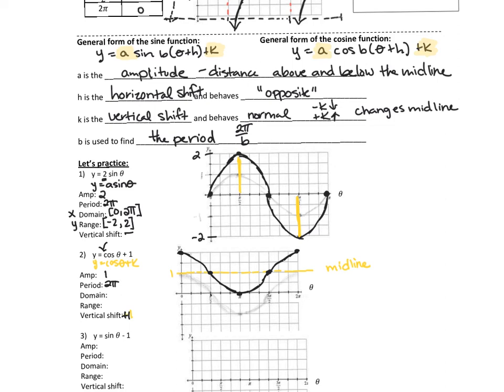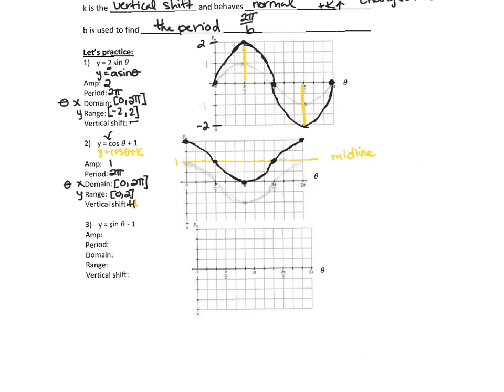My domain then, my x value shown in this graph, is 0 to 2 pi. My theta value shown in the graph, sorry. And the range is my y values. Now be careful here. Your lowest y value is now 0, and your greatest y value is 2. So my range changed because my vertical shift changed. Just like in the first one, my range changed because my amplitude changed, the y values changed.